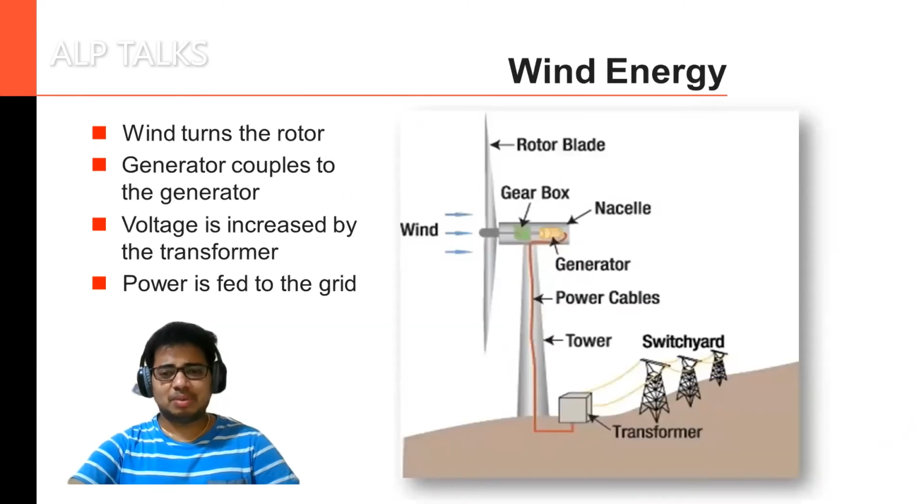Let's discuss wind energy. Wind turns the rotor, the rotor couples to the generator, voltage is increased by the transformer, and power is fed to the grid. This is the sequence: whatever wind is there, the turbine will simply rotate. This is the gearbox. We have a very small generator, generally an induction generator, at the nacelle. We have power cables here and a tower, which is a concrete tower. We can have a small transformer, sometimes outside and sometimes inside. This is the switchyard. This is where wind energy is generated.